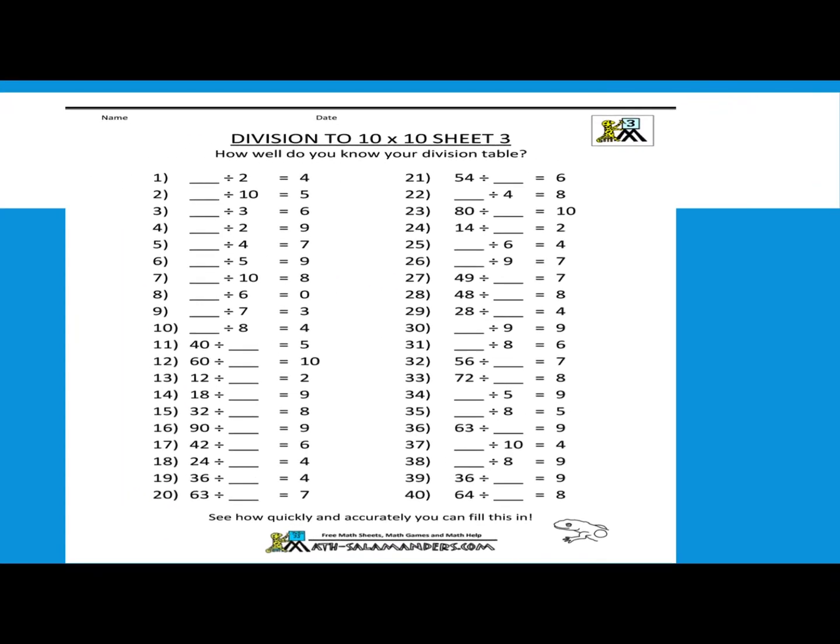Again division, 10 into 10 sheet, that is dash divided by 2 is equal to 4. So what should be here? 8 divided by 2 equal to 4. So do this children. This is another sum for you.